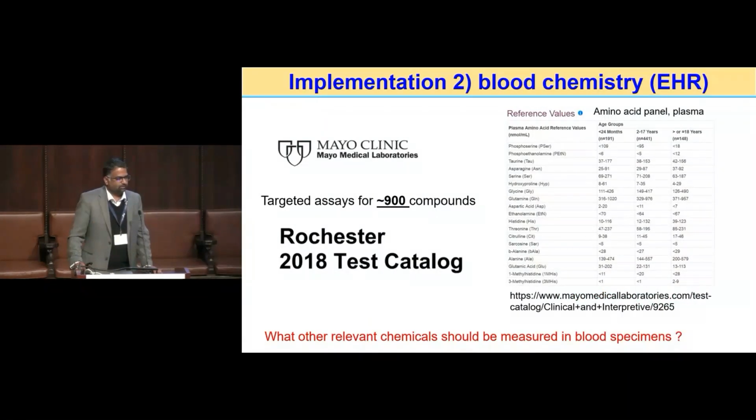And implementation second, the blood chemistry or EHR data that Mayo Clinic has, 900 chemicals listed. And if a physician or doctor recommends any of these assays, it gets connected to the electronic health record. So what will be the new chemical that should be included in this clinical chemistry panel? So this is where blood exposome or blood metabolomics can recommend new chemicals, either on the primary prevention side for risk assessment, or also secondary and tertiary prevention, that what new chemicals can be monitored in the patients.